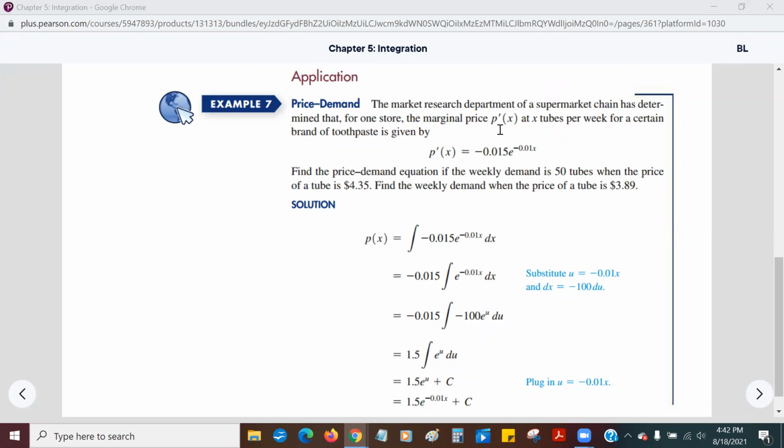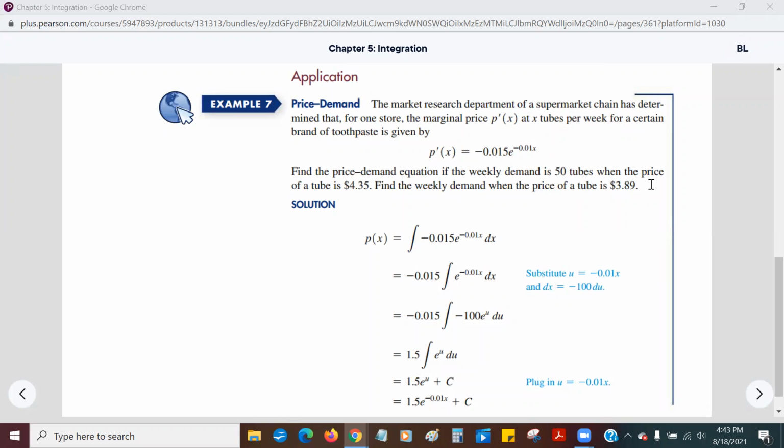P would be the price for x tubes per week, for a certain brand of toothpaste, is given by P prime equal to negative 0.015 e to the negative 0.01x. So you want to find the price demand equation if the weekly demand is 50 tubes when the price of a tube is $4.35. And you want to find the weekly demand when the price of a tube is $3.89.